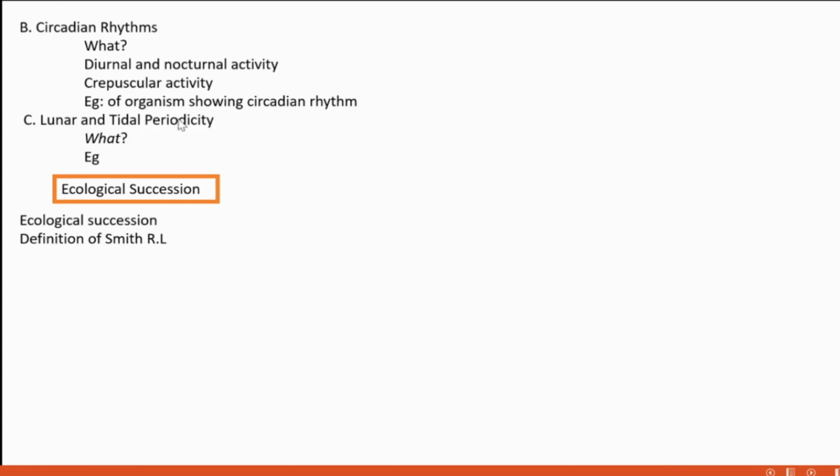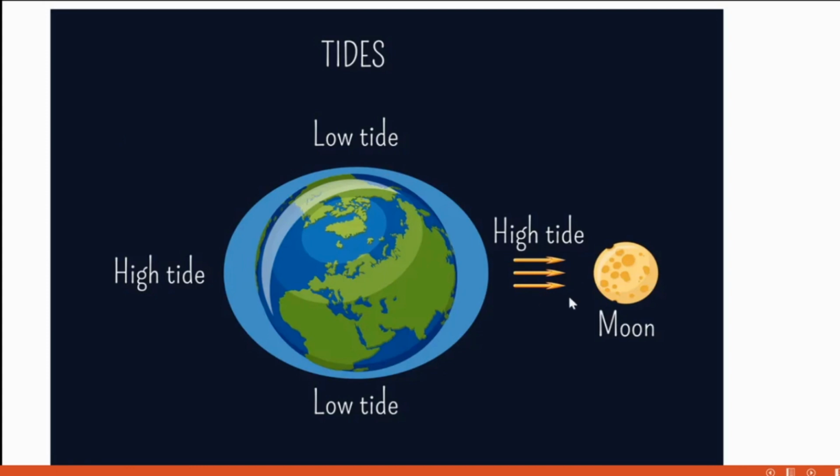Then lunar and tidal periodicity. What is that? Periodicity in behavior means change in the behavior according to the moon's orbiting around the earth. According to the moon's orbiting around the earth, some changes happen in certain organisms. Such periodicity is called tidal or lunar periodicity. This is very clear to you regarding high tide and low tide, വേലിയേറ്റം and വേലിയിറക്കം. It happens because of the attractional pull of the moon.